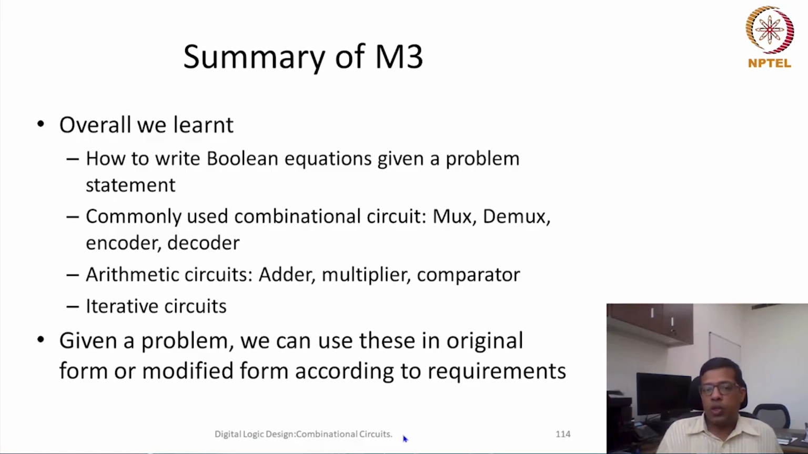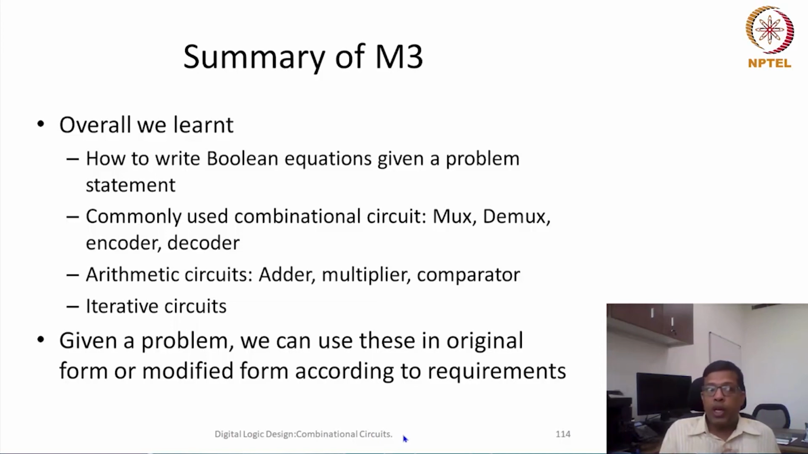So if a problem is given to us and we have to solve it, we have to design that particular behavior or that particular function. First we need to break that function into smaller pieces, and we need to see whether each individual part, each of these small pieces, can be implemented using anything which we have learned so far. So for example, multiplexer, demultiplexer, adder, multiplier.